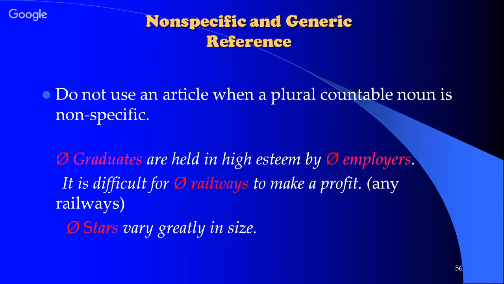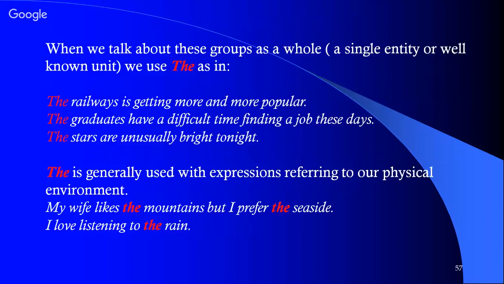When we talk about these groups as a whole, as a single entity or a well-known unit, we use the, as in the railways is getting more and more popular, as a well-known entity. The graduates have a difficult time finding a job these days. The stars are unusually bright tonight.